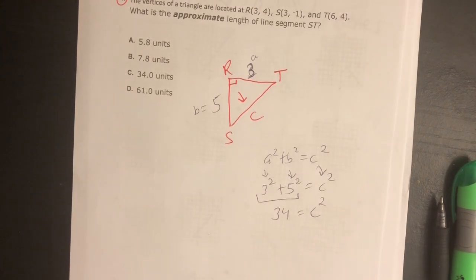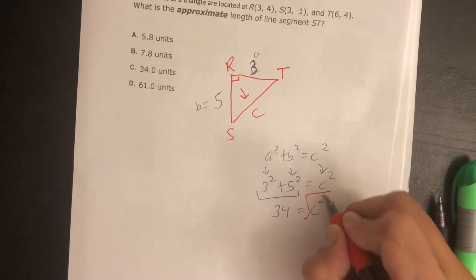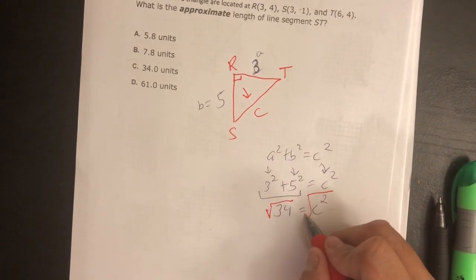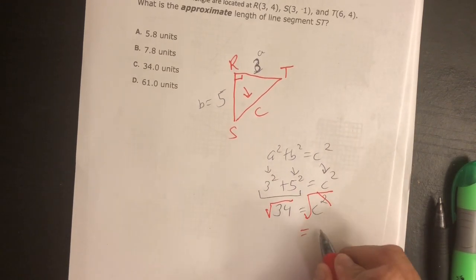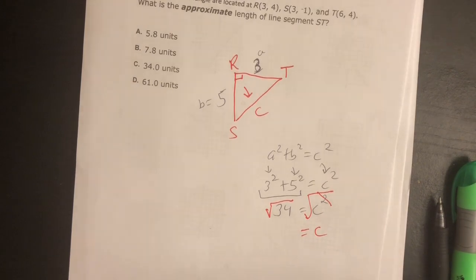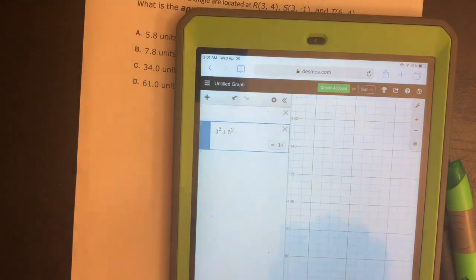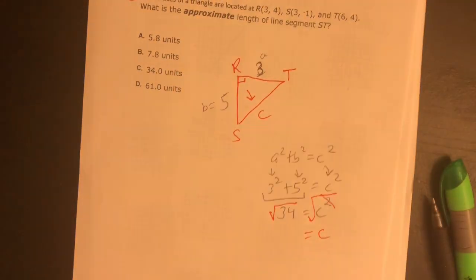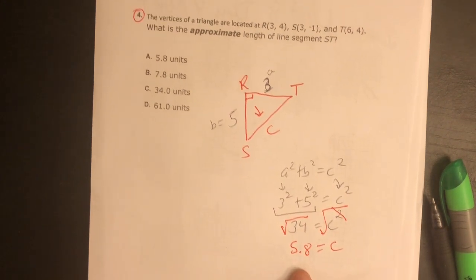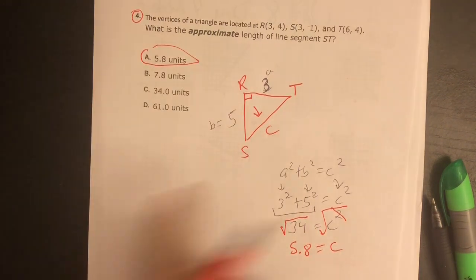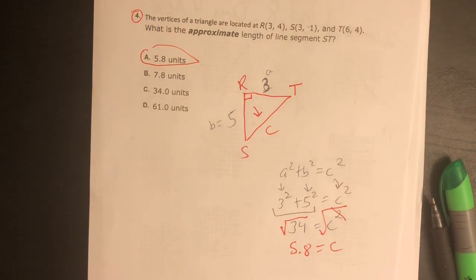And then the opposite of a square is square root. When you take the square root of a square, that cancels out, and you're left with C. Now we're going to use decimals to figure out what the square root of 34 is, which is 5.8, which clearly is answer choice A, the missing side, line segment ST.